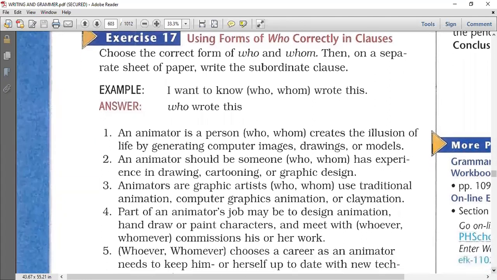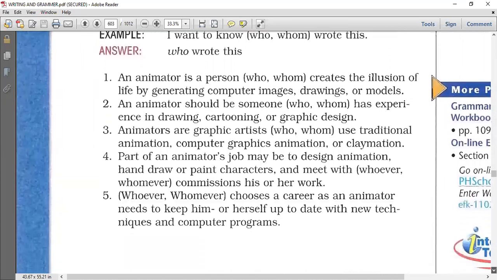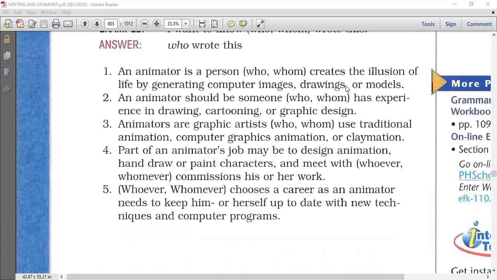Number 1. Boghdadi, can you do 1? Yes, who. An animator is a person who creates. Good. Number 2, who's ready? Guys, be more active. Put your hands up, please. Help me save some time. We can do this in half a minute. It's a grade 1 exercise. Jana Wali, number 2. Thank you, Jana. Who. An animator should be someone who has experience. Yes. Number 3.